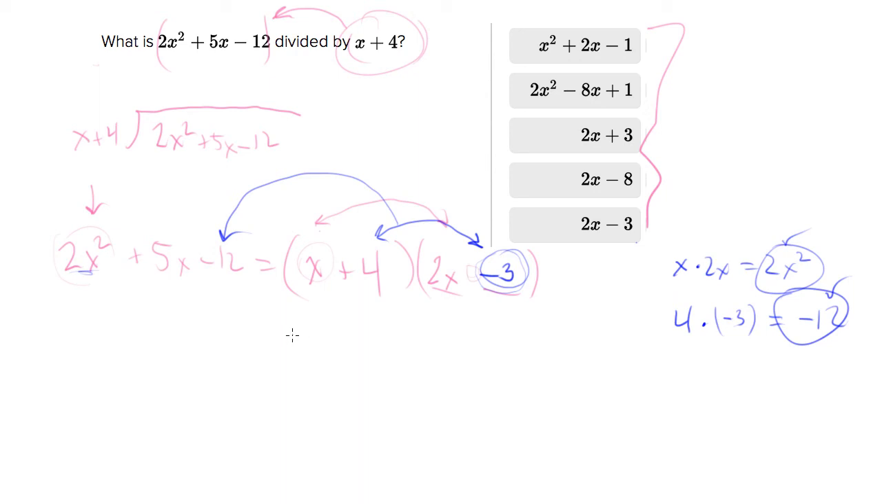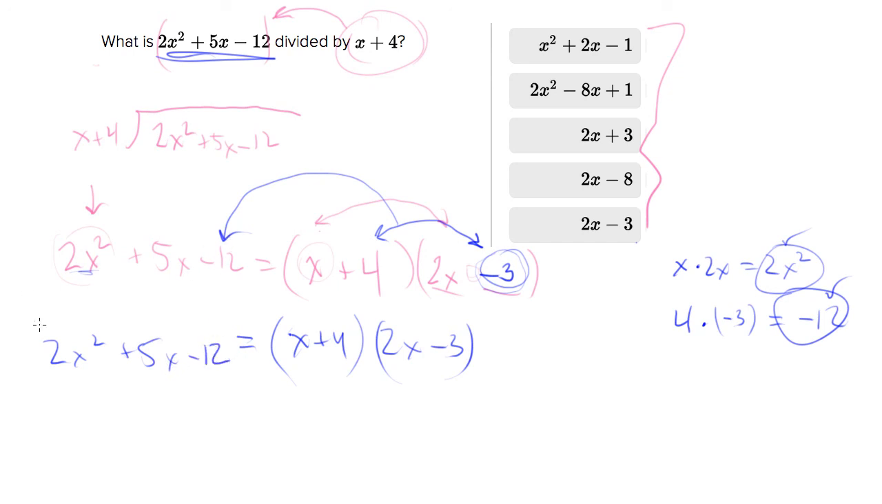So here we have our proposed factoring of the original polynomial. We have x plus 4 and 2x minus 3. Right, so you might write it this way.